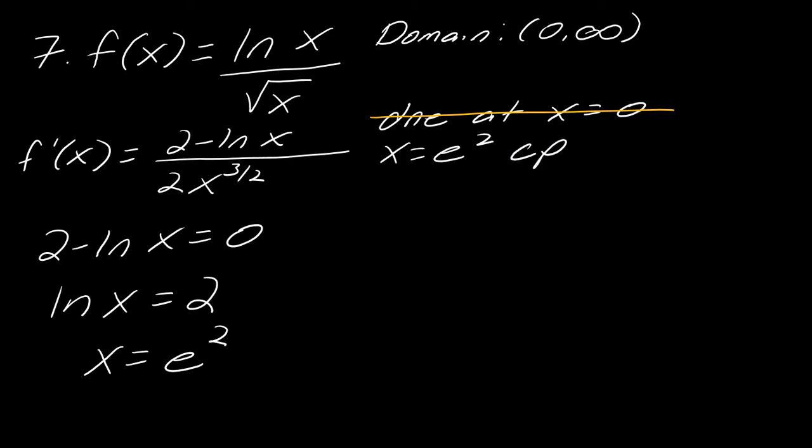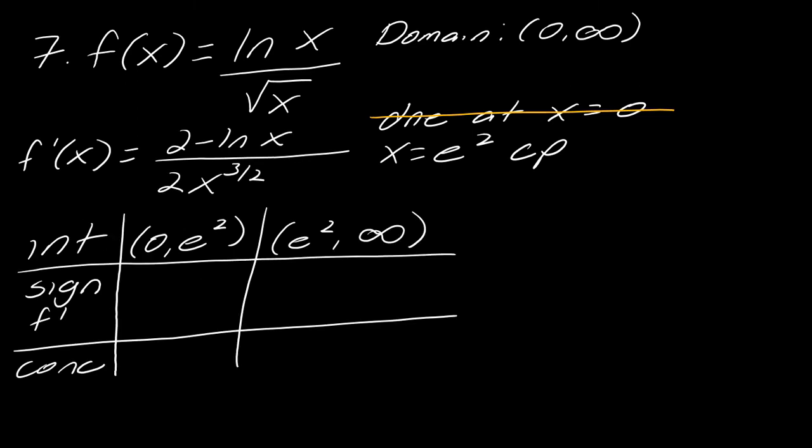Okay, so I'll clear some space and I'll make a table. All right, so here's my table. So now if I start plugging values in, remember you're just trying to determine the sign of f prime here. So if I were to plug something like e to the first in, remember the natural log of e will equal 1.